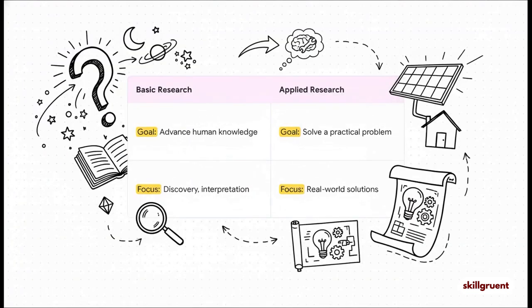So here you can see the core difference in what drives the research. Basic research is all about curiosity. Its main goal is just to know more, to advance human knowledge for its own sake. Think discovery, pure and simple. Applied research, on the other hand, is all about solving a specific, practical problem that exists right now. So one asks, what can we learn about how stars are formed? And the other asks, how can we build a more efficient solar panel? Both are super valuable. They just have different finish lines.